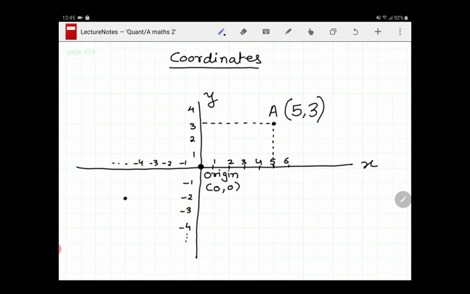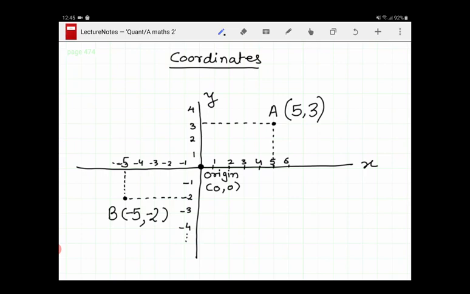Similarly, supposing I mark the point B here. So what will be the x and y coordinates for this point? Well, projecting it on the x-axis, we can see that it corresponds to the number -5. Similarly, when I project this point on the y-axis, we can see it corresponds to the number -2. So the coordinates of B are -5 and -2.